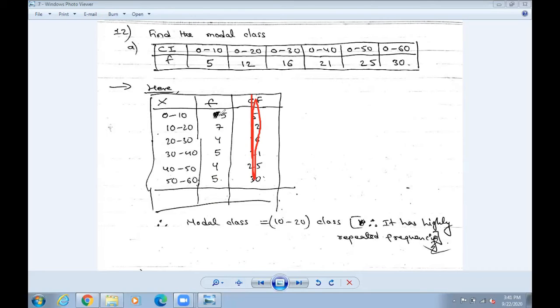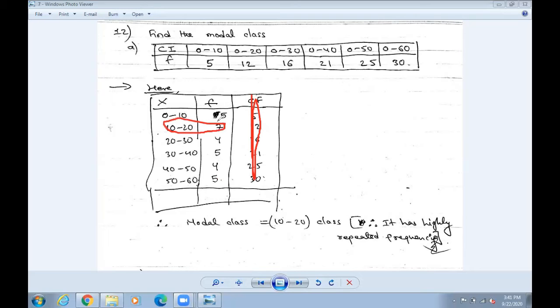Now in this frequency, which one is the highest number? Because we need to find out the modal class. Which is the highest repeated number? 5, 4, 5, 4, 7, 5. 7 is the highest repeated number. That means what is the modal class?